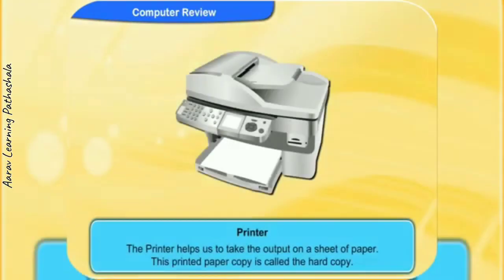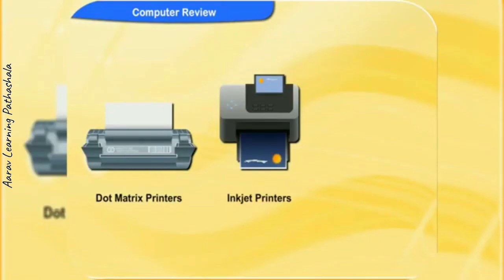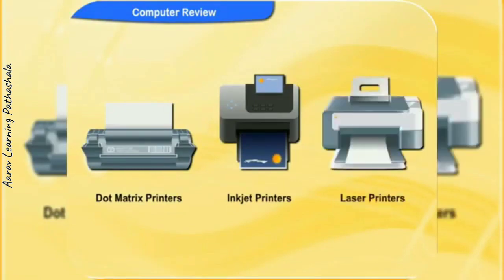The printer helps us to take the output on a sheet of paper. The printed paper copy is called the hard copy. Do you know how many types of printers are there? Yes, I remember. There are 3 types of printers. They are dot matrix printers, inkjet printers and laser printers.